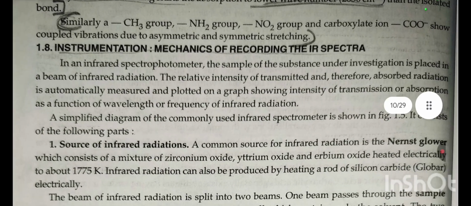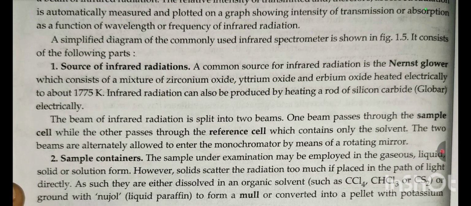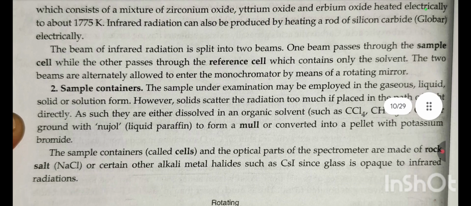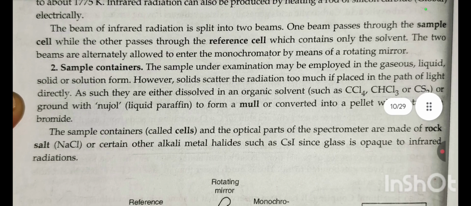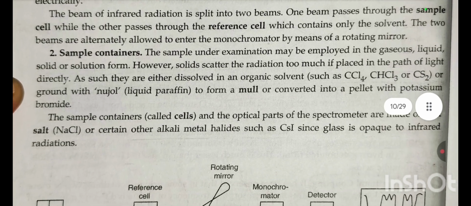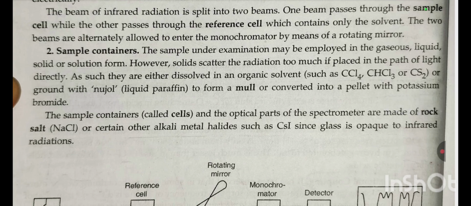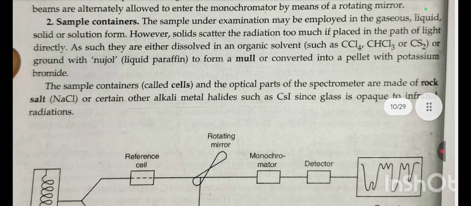Instrumentation and mechanics of recording the spectra. First, sources of infrared radiation. A common source for infrared radiation is the Nernst glower, which consists of a mixture of zirconium oxide, yttrium oxide, and erbium oxide heated electrically to about 1775 Kelvin. Infrared radiation can also be produced by heating a rod of silicon carbide, the globar, electrically. The beam of infrared radiation is split into two beams. One beam passes through the sample cell while the other passes through the reference cell, which contains only the solvent. The two beams are alternately allowed to enter the monochromator by means of a rotating mirror.